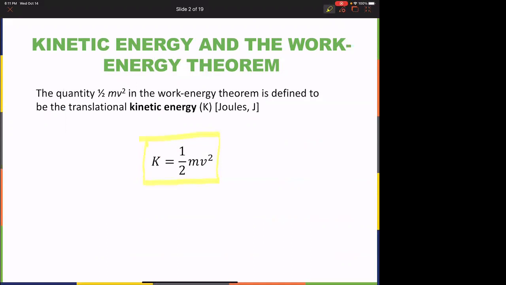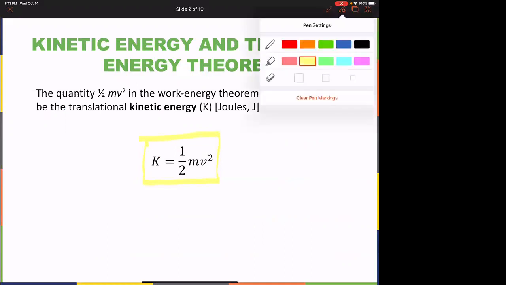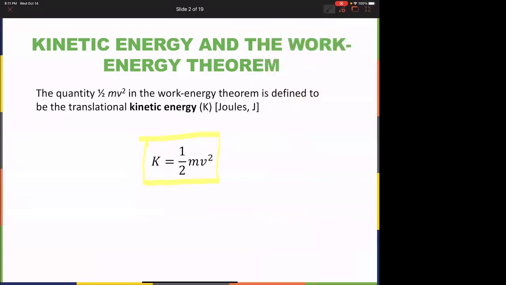The 1/2 mv squared, this is known as kinetic energy, right? K is 1/2 mv squared. So delta K equals 1/2 m times V squared minus V naught squared. So our work energy theorem really says work equals delta K. That's the work energy theorem. The work equals the change in kinetic energy of a system.